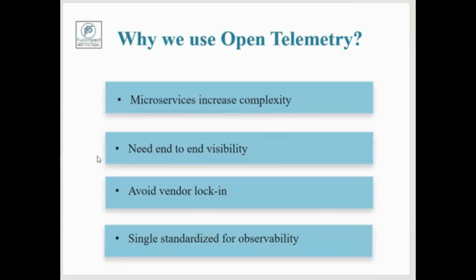Let's see why we use OpenTelemetry. Modern applications use many microservices, not a single application. When some system fails, it is hard to know where the actual issue is from. OpenTelemetry helps us by giving end-to-end visibility, showing how each service interacts with each other. It helps us avoid vendor lock-in, and it uses one standard for observability instead of many tools. This makes monitoring simple and scalable.